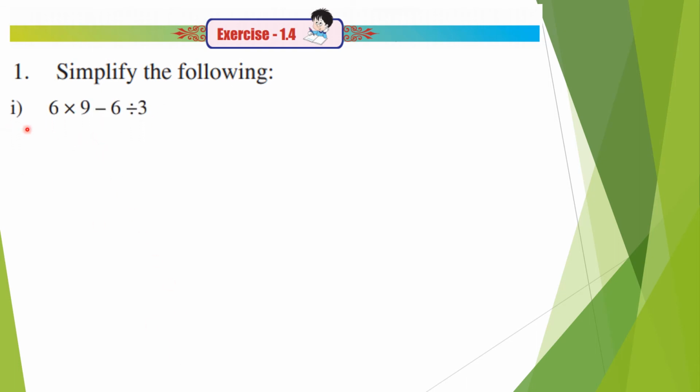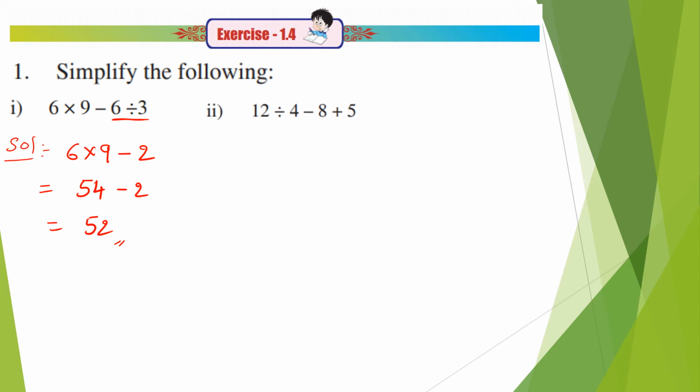The first question is 6 into 9 minus 6 divided by 3. According to the BODMAS rule, first we should do the division, after that multiplication, and after that addition or subtraction. Write it down: 6 into 9 minus 6 divided by 3, that is 2. So that equals 6 into 9, that is 54, minus 2, that is 52. Like that we should do it.